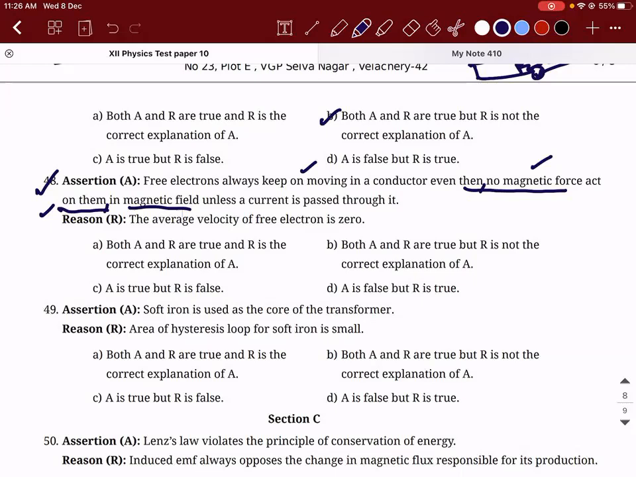What is the meaning of this? A very, very, very tricky statement. Do you understand what they're trying to say? One point we might start thinking: free electrons always keep on moving, does it mean that when the electrons are moving inside a conductor, current is constituted?